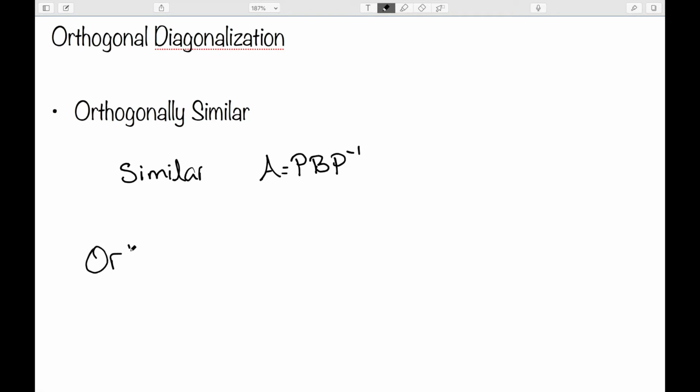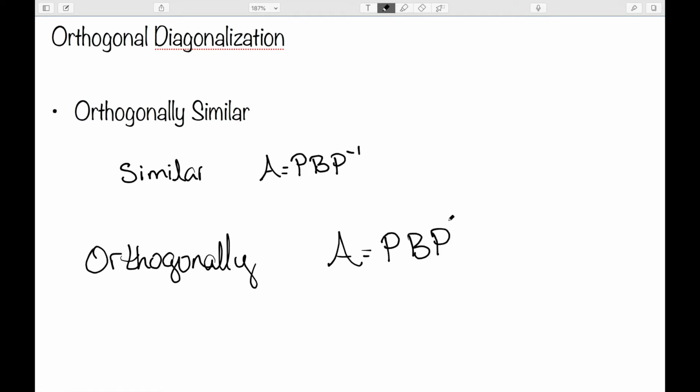On the other hand, if we want to look at orthogonally similar, we would need A to be equal to P times B times P transpose. So to diagonalize orthogonally, so if I want to orthogonally diagonalize a matrix, I need to make sure it is orthogonally similar to a diagonal matrix. A is equal to P D P transpose.